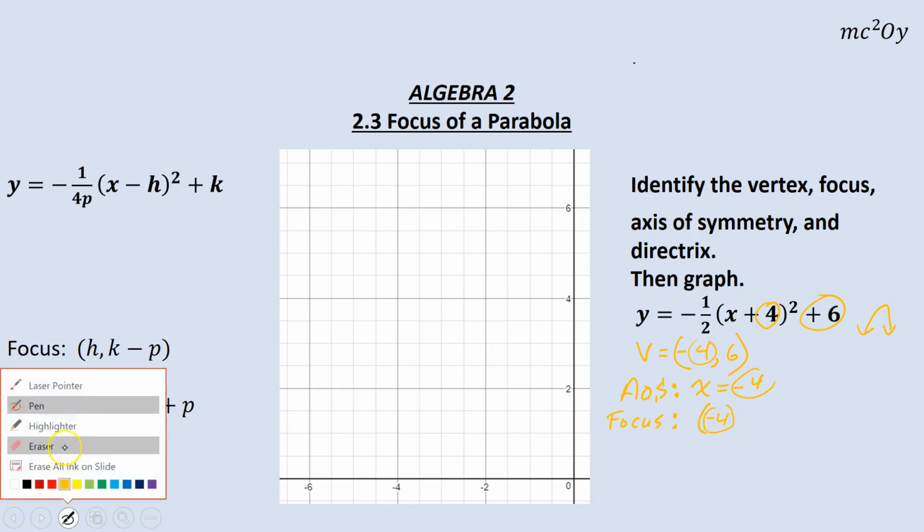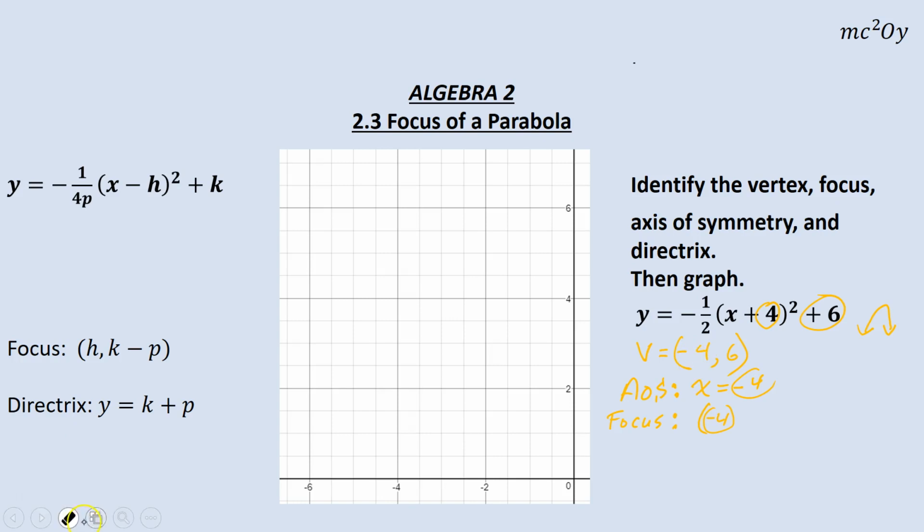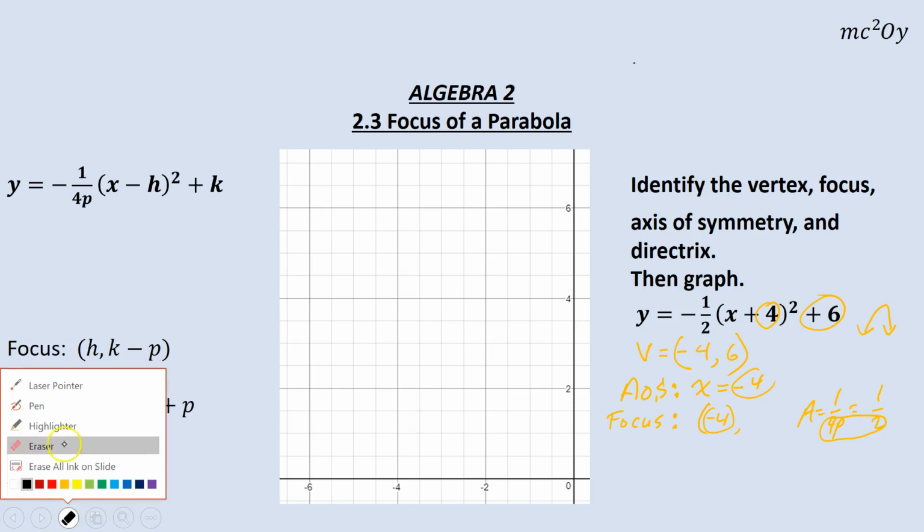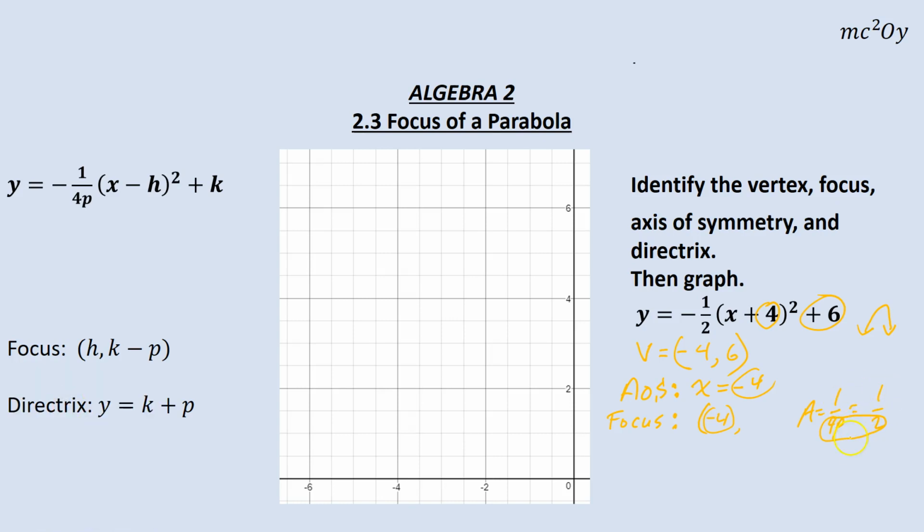Okay, and we have to find our p-value again. So again, a is 1 over 4p, which in this case, a is negative 1/2. So I'm going to ignore the negative and just look at the 4p. I'll erase that minus sign just to get rid of confusion. Since 1 is the same on top, really 4p has to equal 2. And if 4p equals 2, then p is equal to 1/2. It's just a coincidence that 1/2 and negative 1/2 are there.